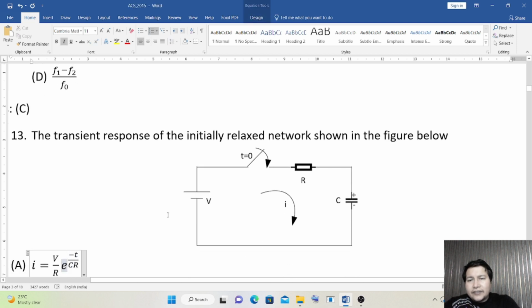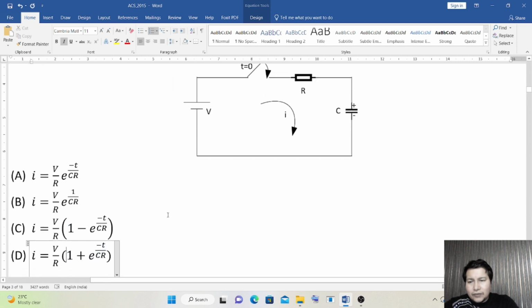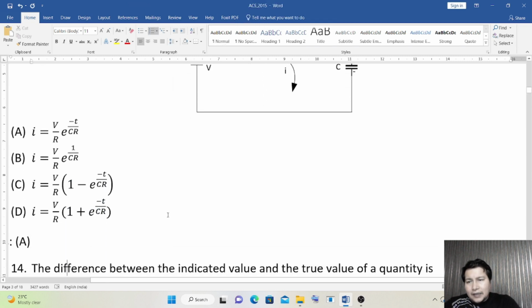The transient response of the initially relaxed network shown in the figure below. It is a transient response question. I is equal to V by R e to the power minus t by CR. Next option B, plus 1 by CR as e to the power. Next option C, as 1 minus e to the power minus t by CR. And D, 1 plus e to the power minus t by CR. So the correct option will be A. If you solve it, it will come out directly.